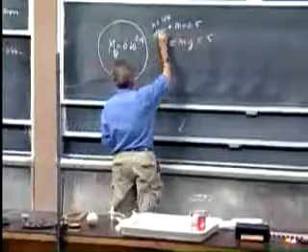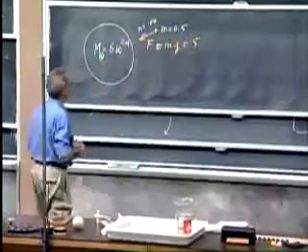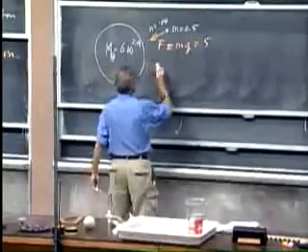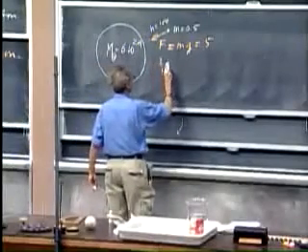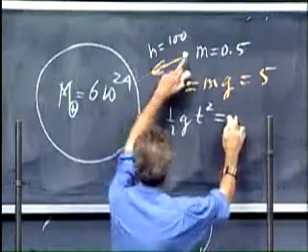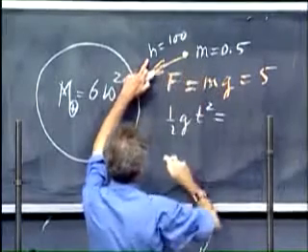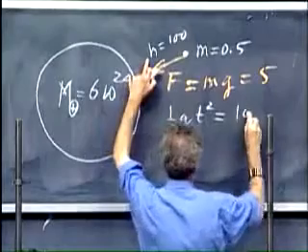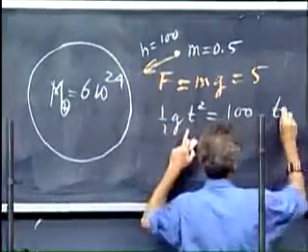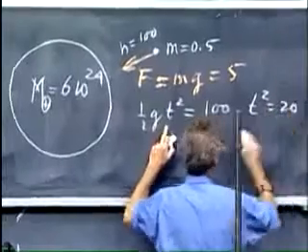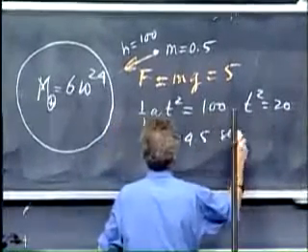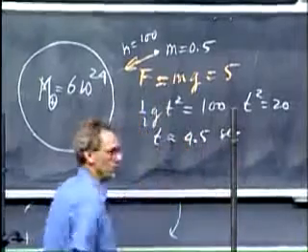Now, how long does it take this object to hit the Earth? So we know that 1/2 g t squared equals h. It doesn't start with any initial speed, so that is 100. g is 10, this is 5, so t squared is 20. So t is about 4.5 seconds. So after 4.5 seconds, it hits the Earth.